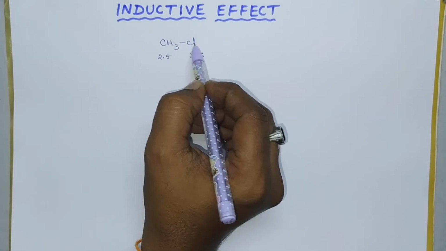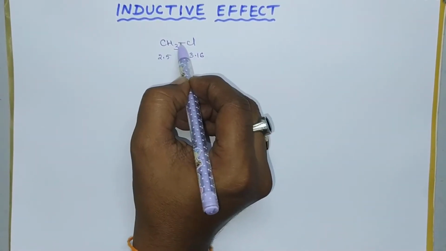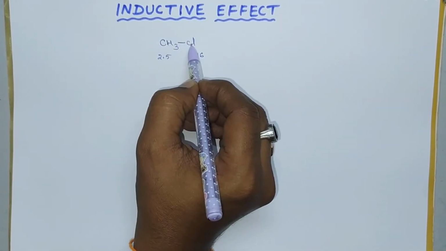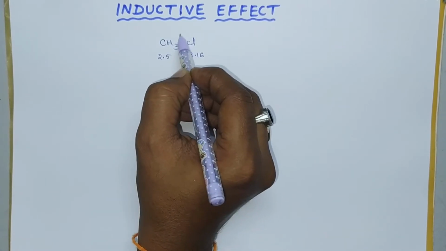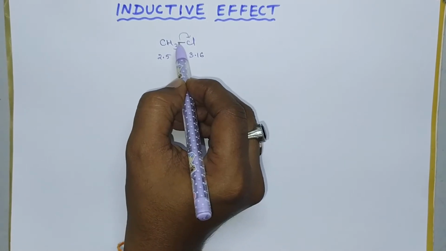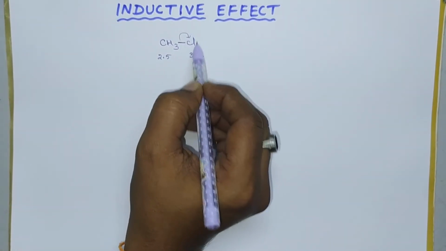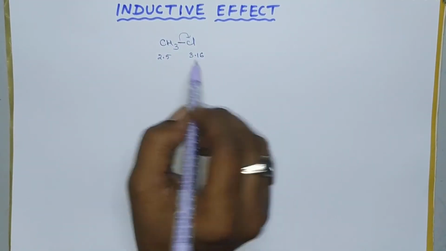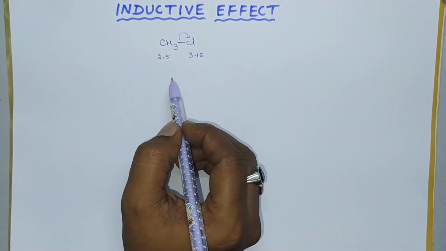Since chlorine is more electronegative than carbon, the bonded electrons between carbon and chlorine will always try to be attracted towards the chlorine atom. That's why the displacement of sigma bonded electrons takes place towards the more electronegative element. This effect is called inductive effect.